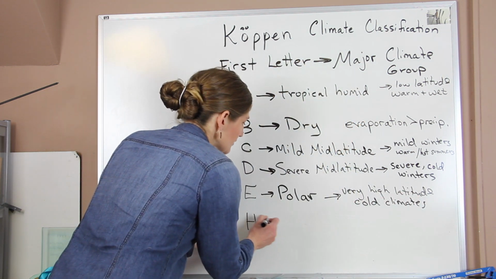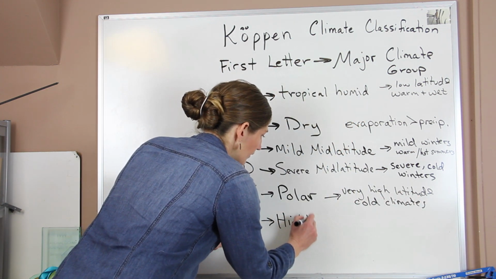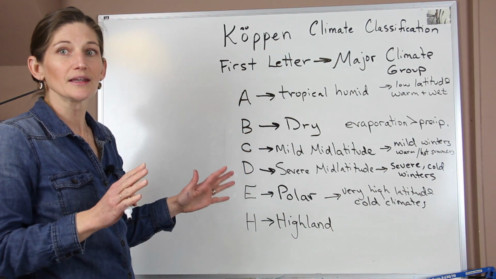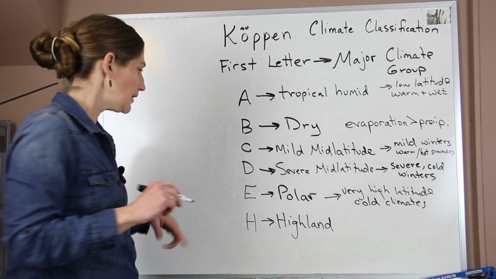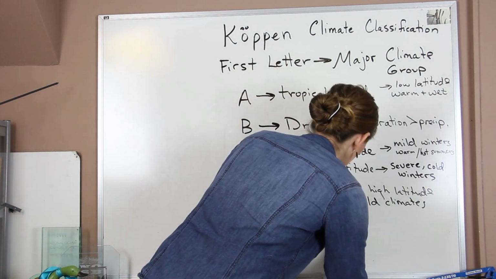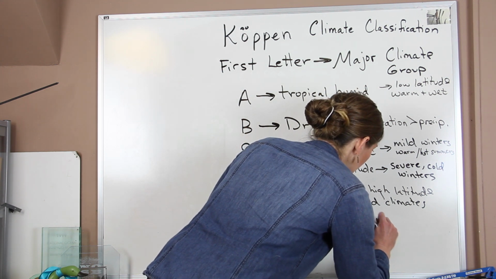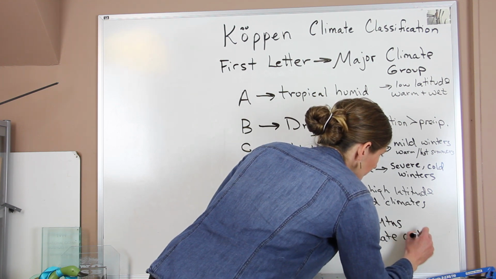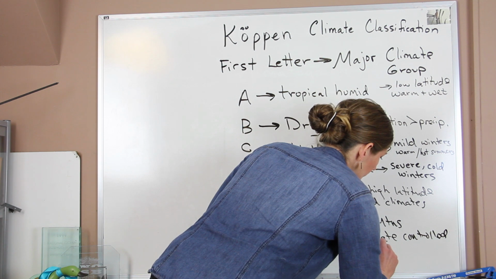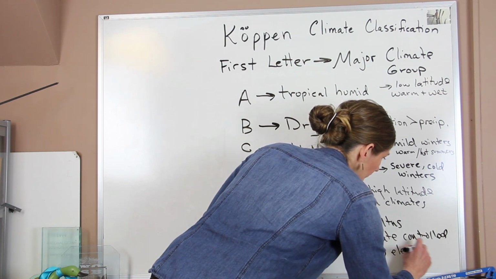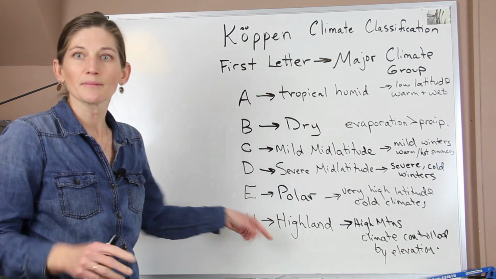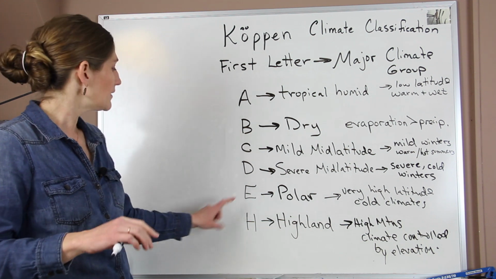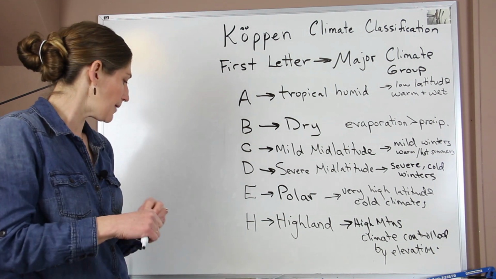Okay, H stands for highland. And these are going to be our really tall mountains where the climate is all controlled by the elevation. So how far up you go. So high mountains and climate is controlled by elevation. Okay, so our highlands, some examples would be if we went to the Himalayas or if we were down in South America, down in the Andes. These are going to be places where we see our highland climates.